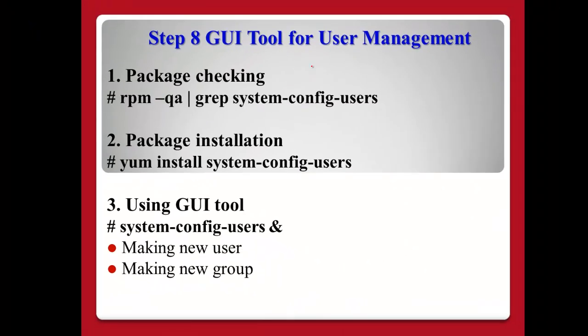Okay, step 8, GUI tool for user management. So far, I used only the command line to control users and groups. But in this case, we can use a GUI tool. To use the GUI tool, at first we have to check this package, system-config-users. And if we don't have this one, we need to install it like this. And after that, just execute this one, system-config-users. And here, let's try to make a new user and a new group like this.